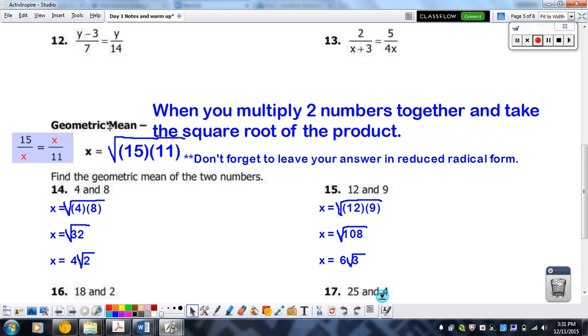Next thing we want to talk about is the geometric mean. I know most of you think geometric mean is what Miss Fabris gets when you don't do your homework. But what it actually is, is when you multiply two numbers together and take the square root of the product.